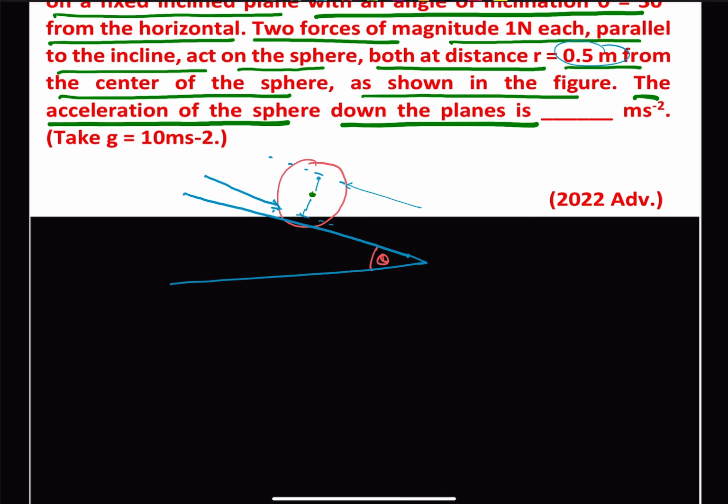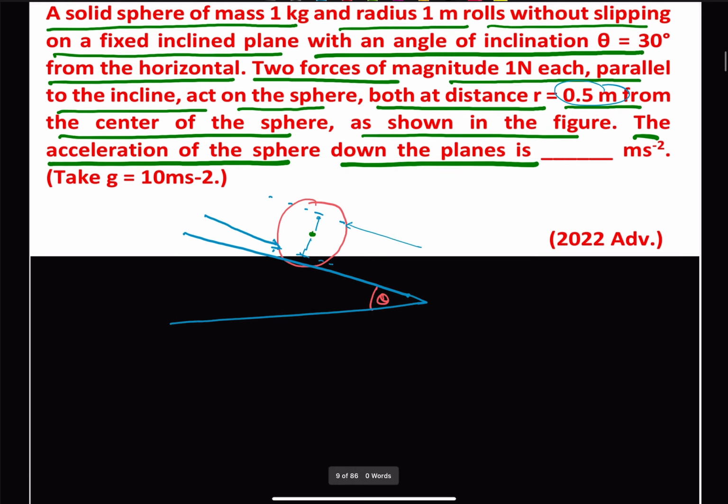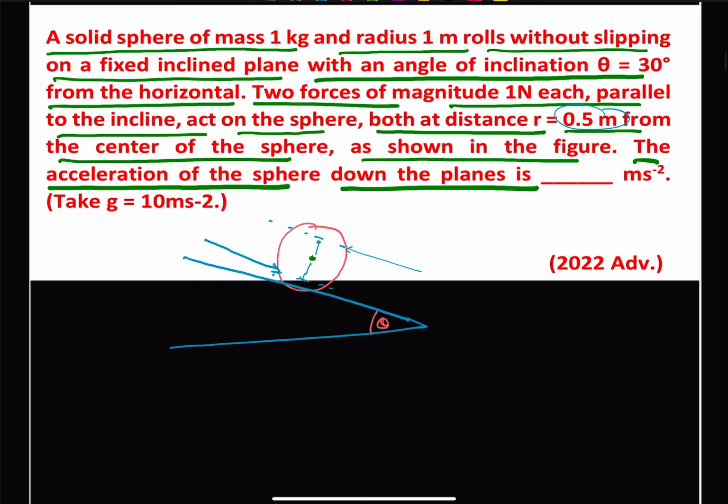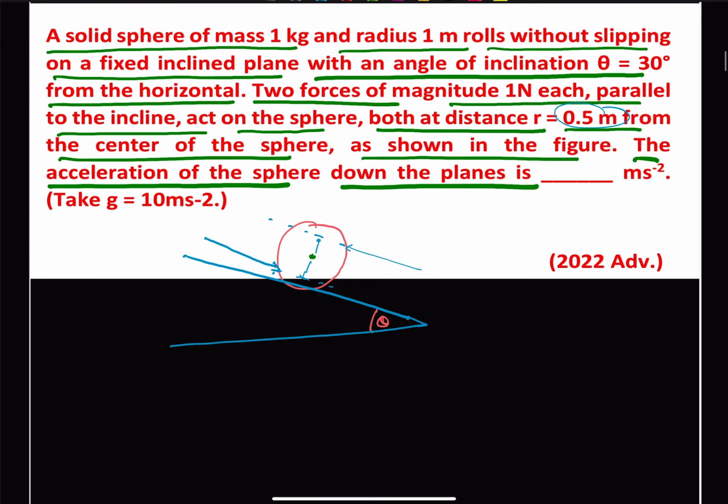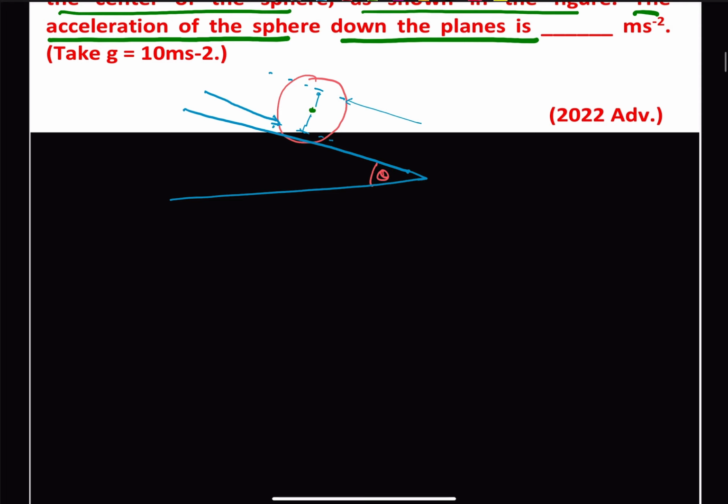Both the forces will be at the same distance. So this is the basic figure, with 1 Newton each, so both forces have the same magnitude. It says that the sphere moves down the plane, and we have to find the acceleration. First of all, because it says without slipping, let us find the translational motion.